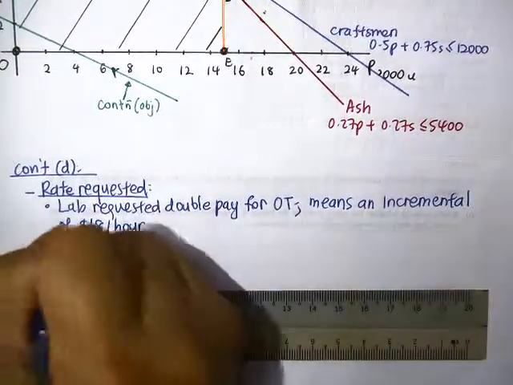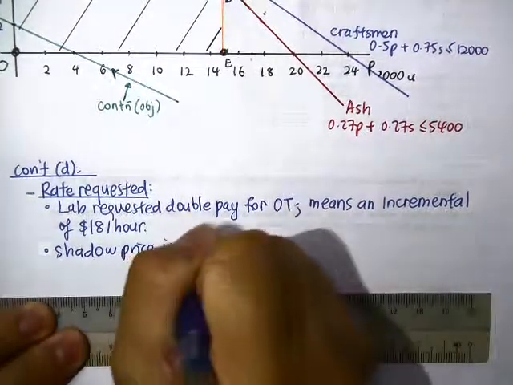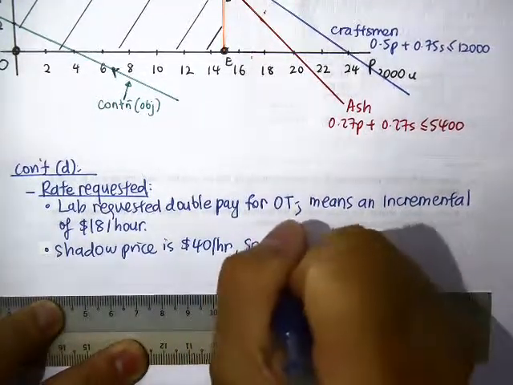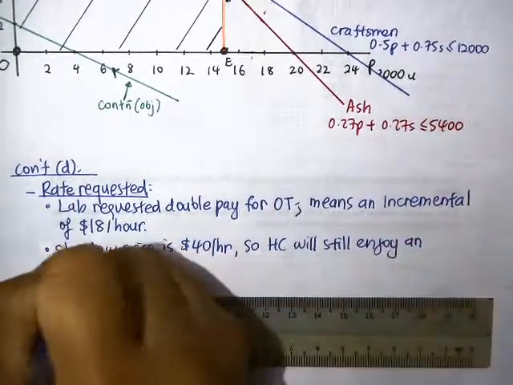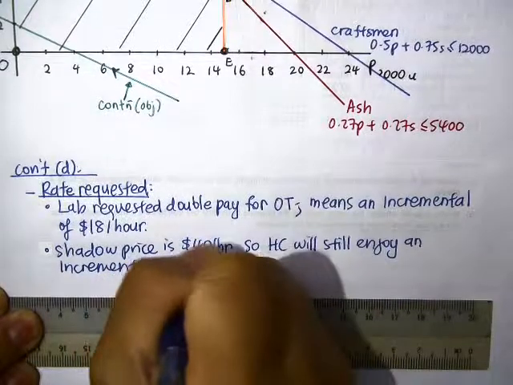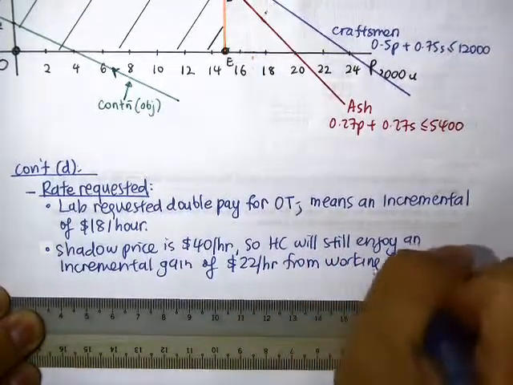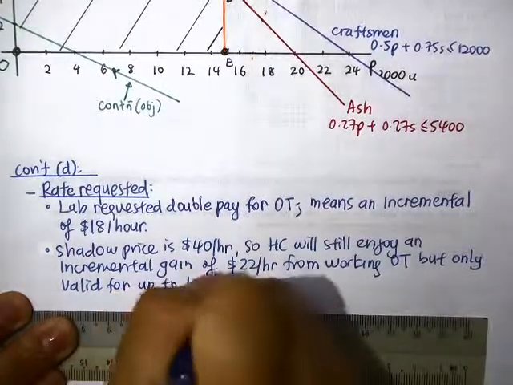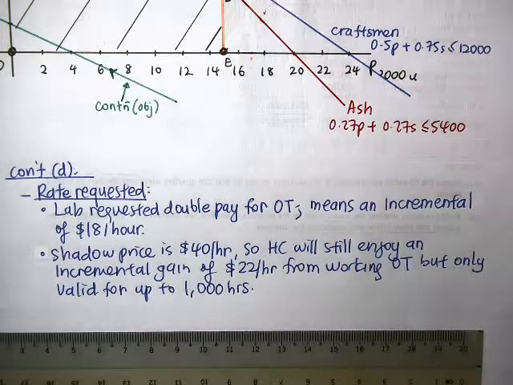Now, so the shadow price is how much? 40 per hour, right? So HC will still enjoy an incremental gain of 22 per hour from working overtime, but it's only valid for up to 1,000 hours. So the balance 200, you're not going to use that. Now, if the 200 also you need to use them, then you're going to pay extra already.